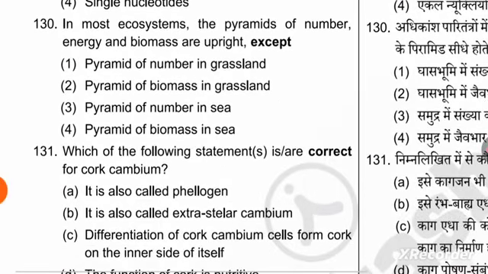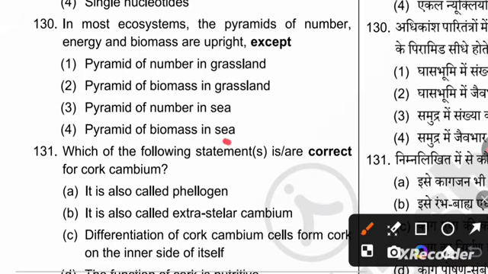130th question. In most ecosystems, the pyramids of number, energy and biomass are upright, except the pyramid of biomass in C. In C, the biomass pyramid is not upright. Let us move to the next question.